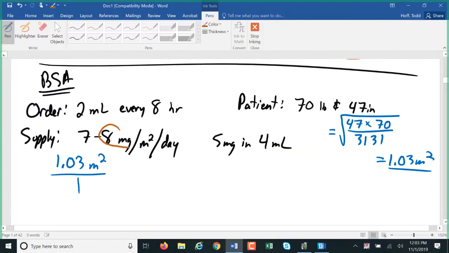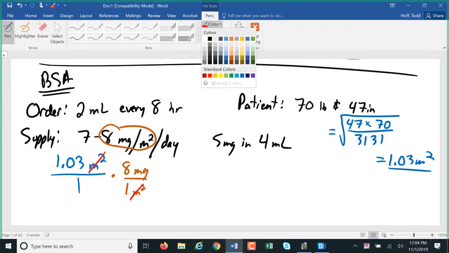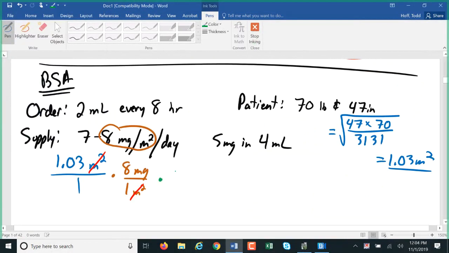Here's the maximum of 8 milligrams per meter squared. Meter squared's canceled out. Our supply is constituted 5 milligrams. That goes on bottom, so it cancels out with the milligrams, in 4 milliliters.